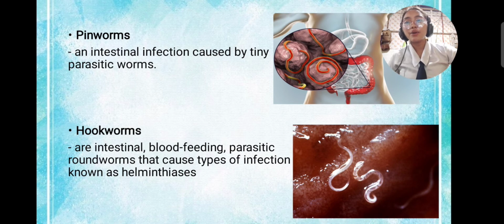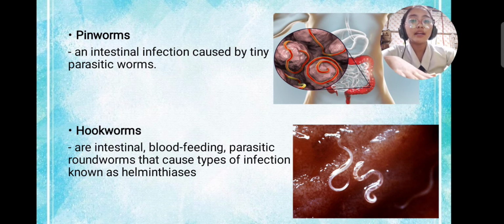Next are hookworms. Hookworms are intestinal blood-feeding parasitic roundworms that cause a type of infection known as helminthiasis. Itching and a localized rash are often the first sign of infection. A person with heavy infection may experience abdominal pain, diarrhea, loss of appetite, weight loss, fatigue, and anemia.